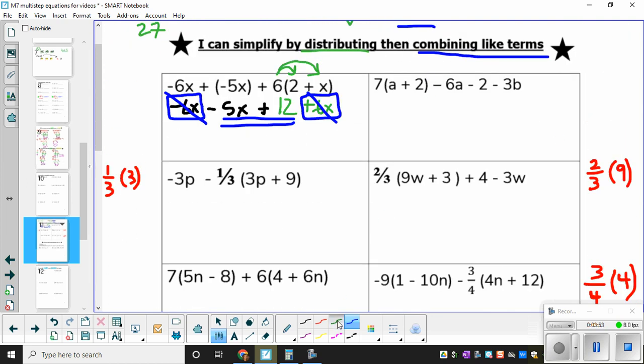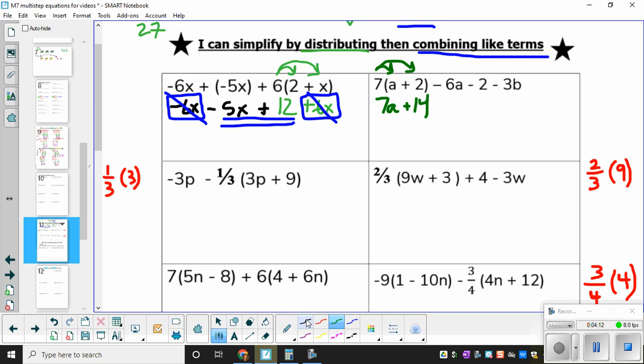All right, so for this next one here, the 7 being next to the a plus 2, we need to distribute. And so this is going to be a 7a plus 14. And that's a mistake a lot of you guys were making early on in the unit. You were just putting a plus 2 here. Remember, it's 7a and then the 7 times the 2, which is the 14.